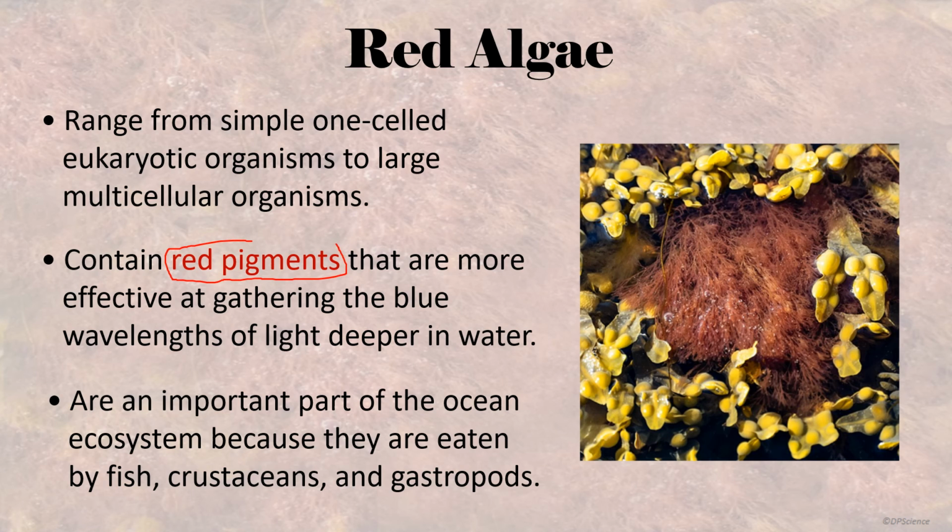It has red pigments in there that are more effective in gathering up the blue wavelengths of light deeper in water. They're an important part of the ocean ecosystem because they're eaten by fish, crustaceans, and gastropods. You're going to know about all of these guys when we get to our animals. We're going to study these in depth. Just remember them and that they eat and feed off of red algae. Go ahead and add red algae to your sheet for number one.